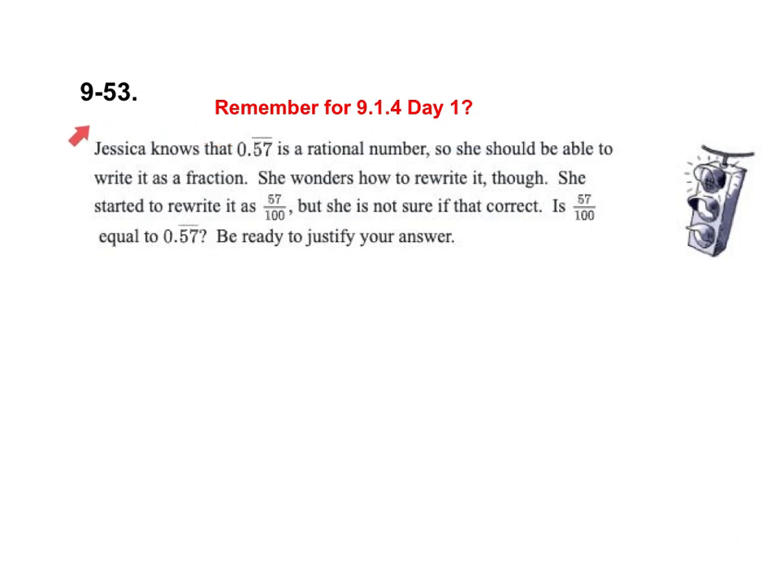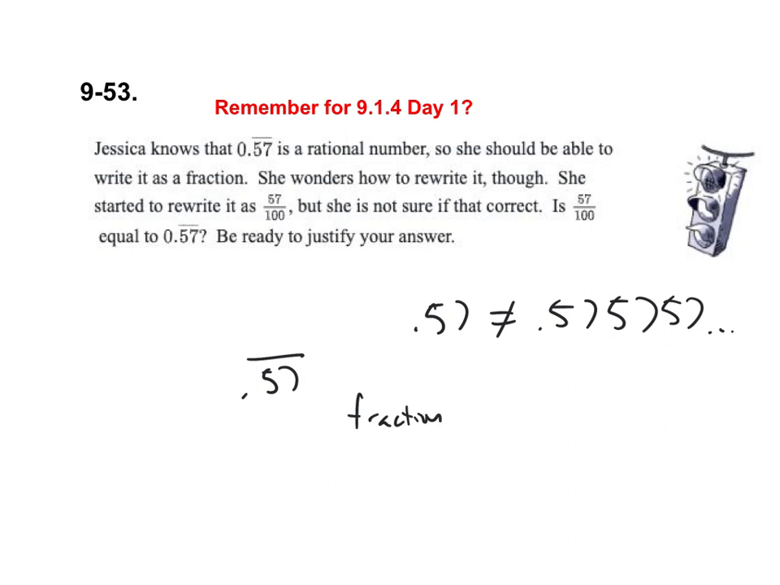From this problem from yesterday, which is 9-53, it says Jessica knows that 0.57 repeating is a rational number, so she needs to be able to write it as a fraction. We said that she wrote it as 57 over 100, which is 0.57, and that is not equal to 0.575757, because that's what it is to repeat. It just keeps going on and on and on. So the real question then becomes, how do you write 0.57 repeating as a fraction? Well, we know it should be pretty close to 57 over 100, but it just doesn't get quite that repeating thing.